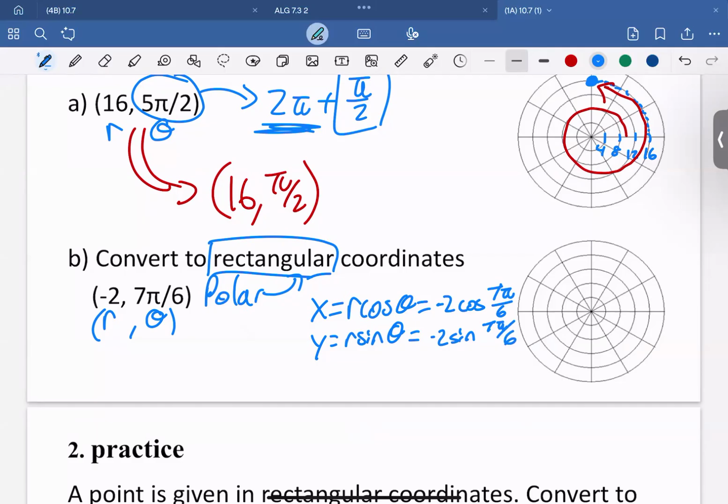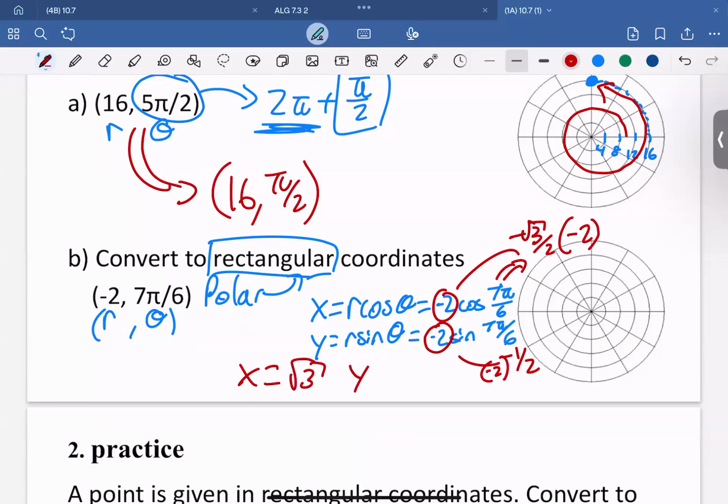Cool. And what is cosine of 7 pi over 6? That is negative root 3 over 2. And then what is sine of 7 pi over 6? That would be negative 1/2. So you're going to multiply. Don't forget about the negative 2's. You're going to multiply these out, and you will end up with an x equaling root 3, and then a y equaling 1. So you would finalize your coordinates as root 3, 1. Nice. Very good.